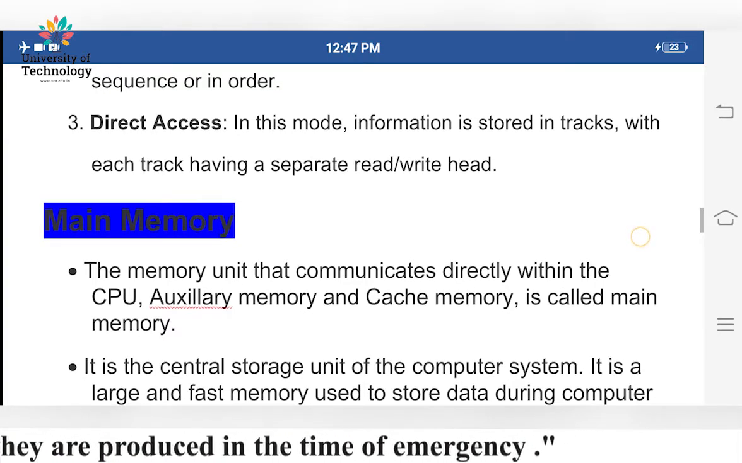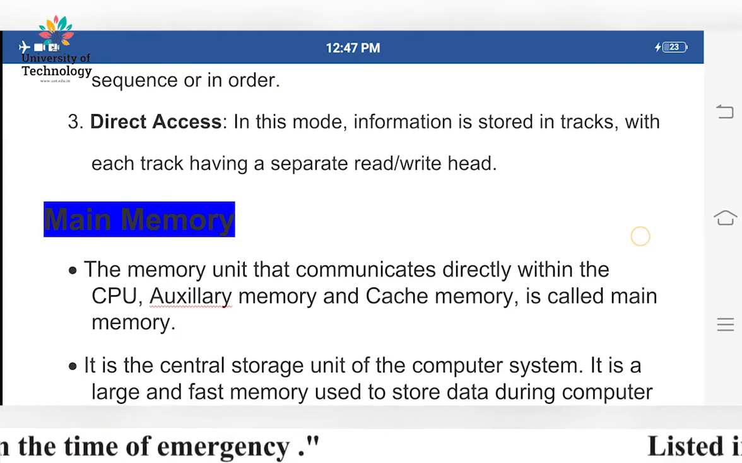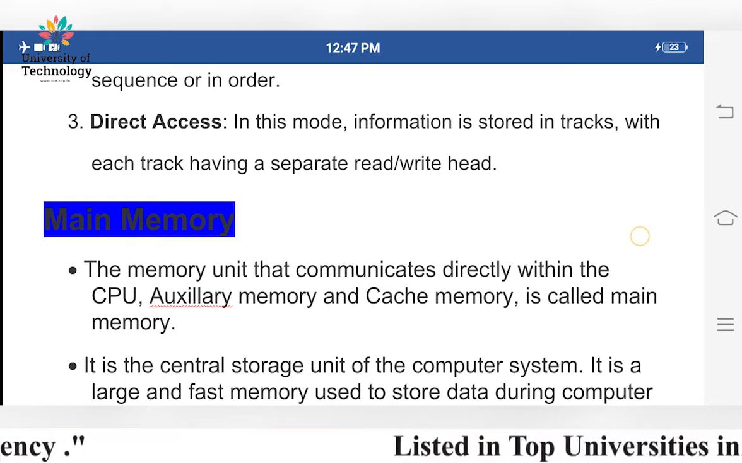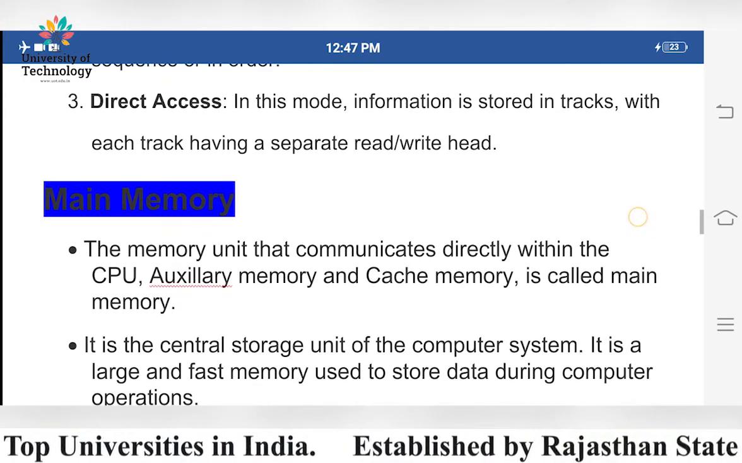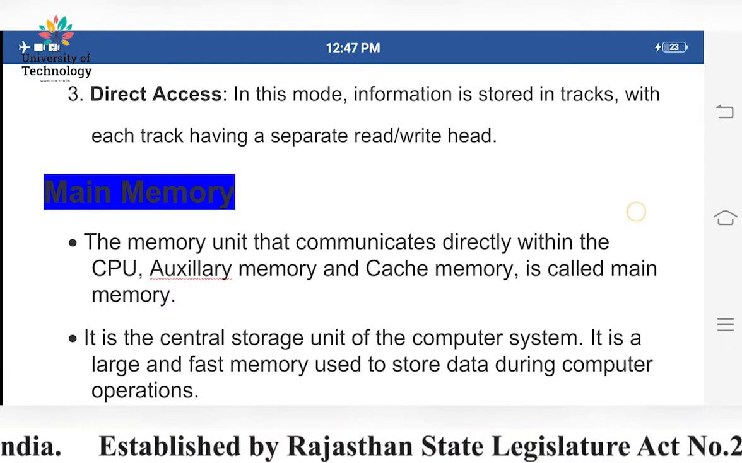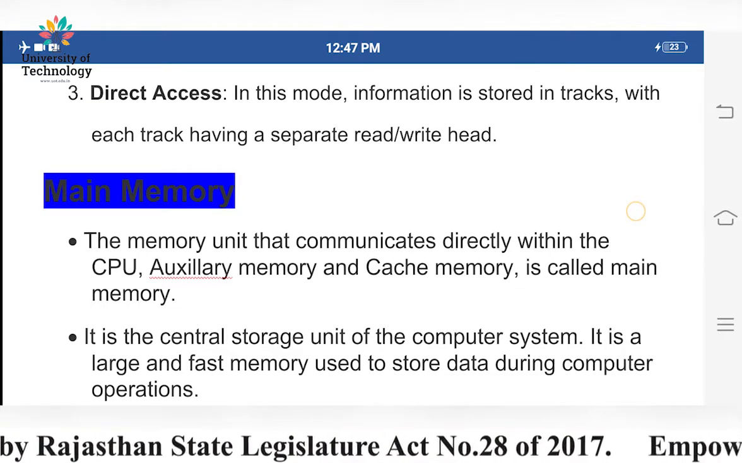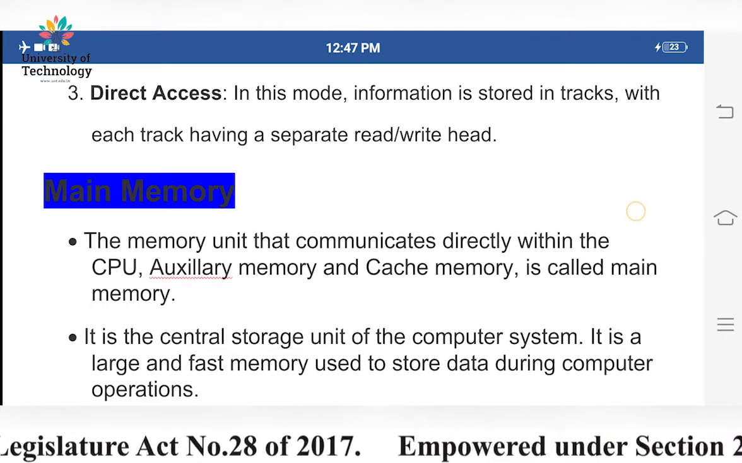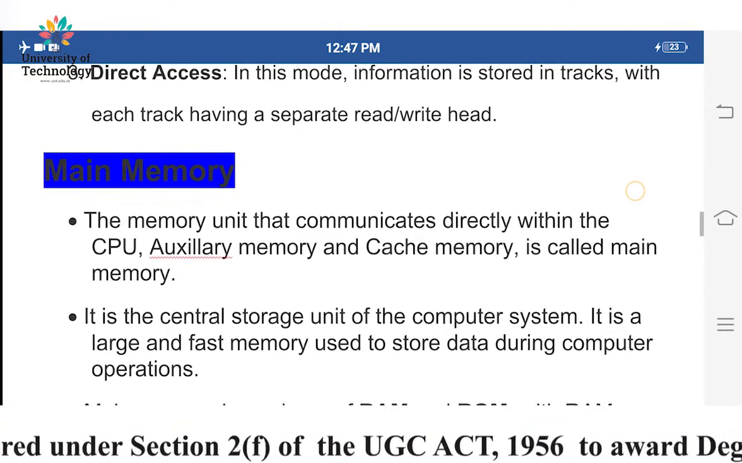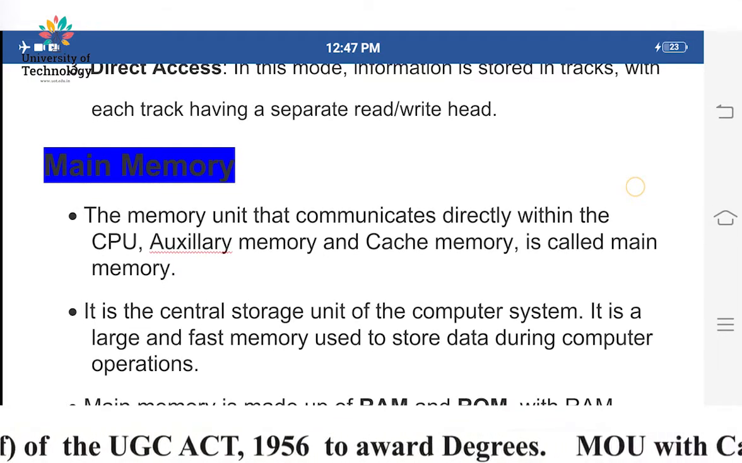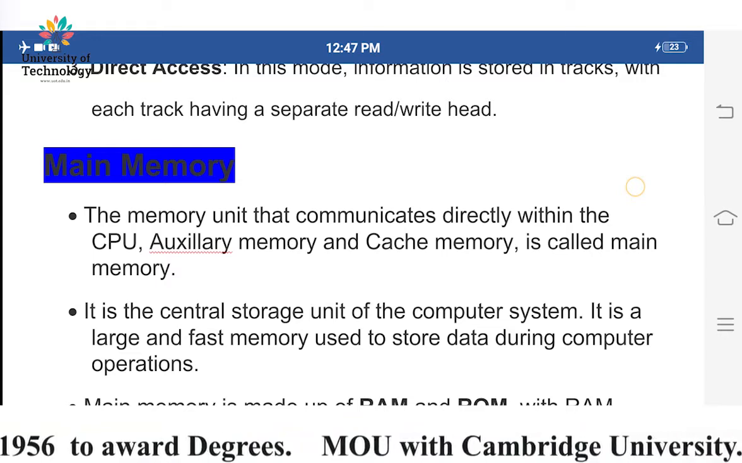In such type of access, information is stored in the tracks. Where do we store the information? We store the information inside certain tracks, and every track associated with such memory has its own separate read and write head. It does not have any common read and write head; it has a separate read and write head.